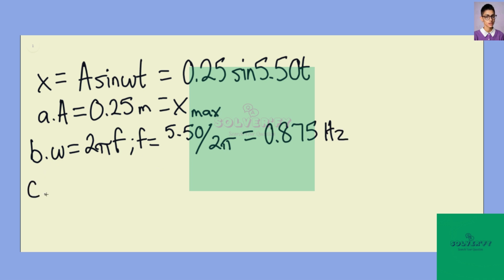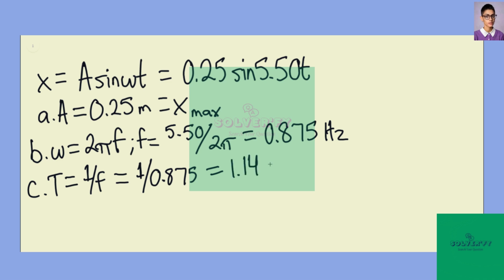For part C, they want the period. This is simply the reciprocal of the frequency, or 1 over 0.875, and this is giving us 1.14 seconds. At part D, they want us to find the total amount of energy associated with the system.